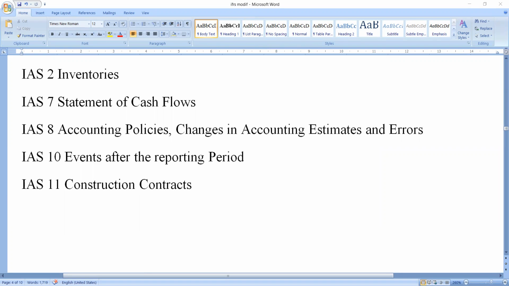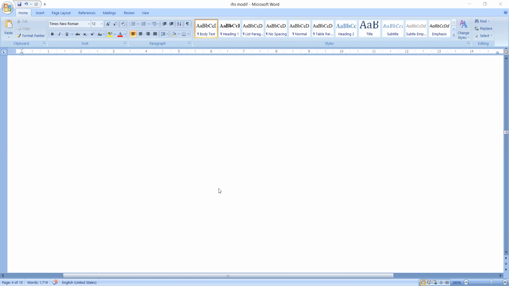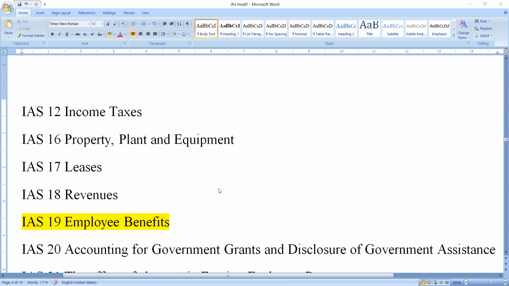Then International Accounting Standard 10, events after the reporting period, and then construction contracts. After that, the next one is International Accounting Standard 12, income taxes. International Accounting Standard 16, PPE, property, plant and equipment. International Accounting Standard 17, leases. And International Accounting Standard 18, revenues.